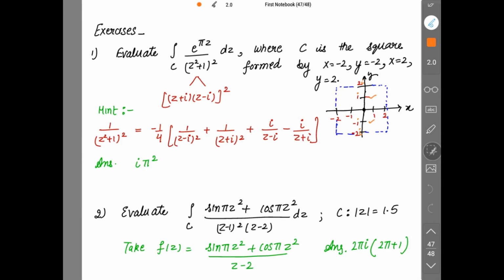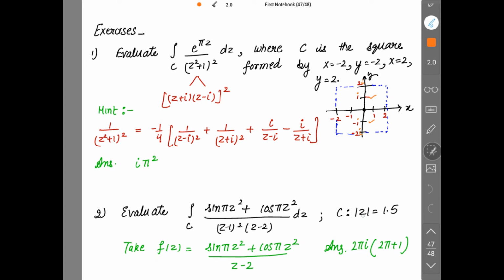Next, there are exercises for you. The first one: in the first integral, just split this denominator in two parts and you're having a square. A square is given, so plus minus iota lies inside this square. See, x is minus 2 and 2, so from minus 2 to 2 on the x-axis, and y is minus 2 and 2, so from minus 2 to 2. This blue square is formed now. So plus minus iota already lies inside the square. So just use Cauchy's integral formula and solve this.